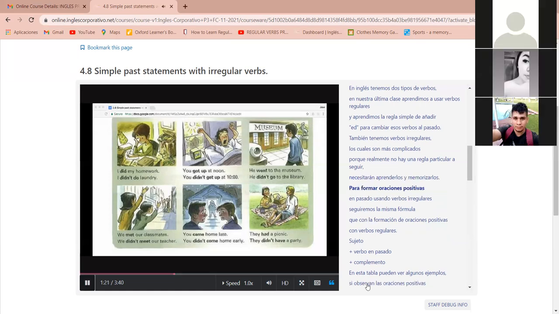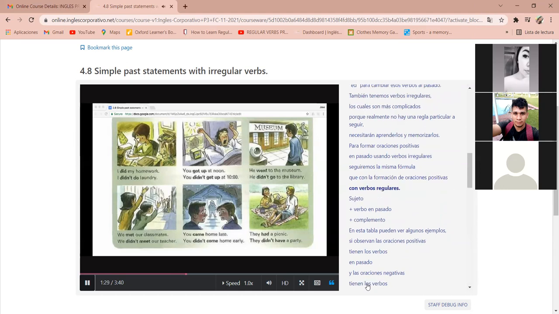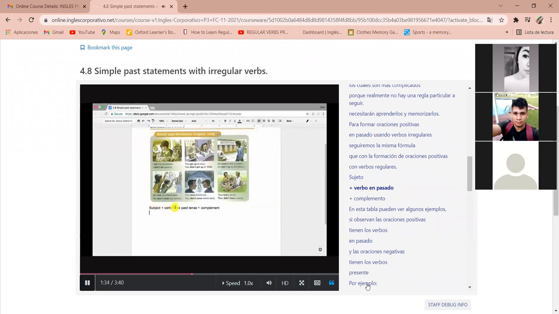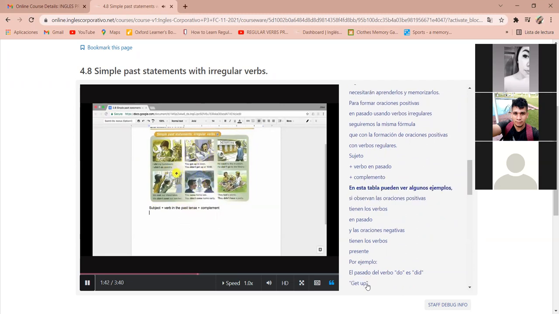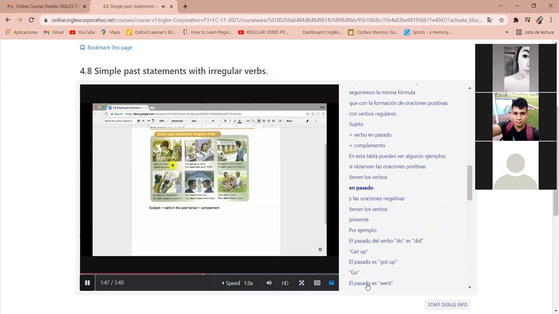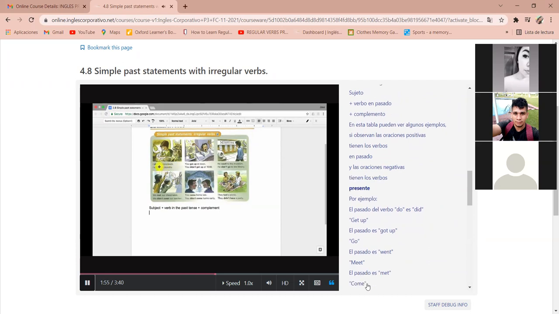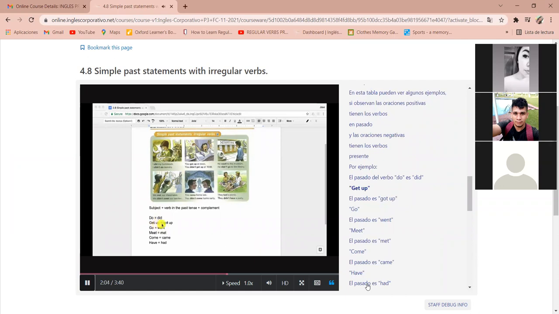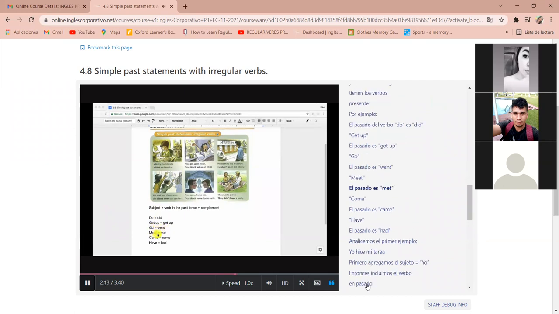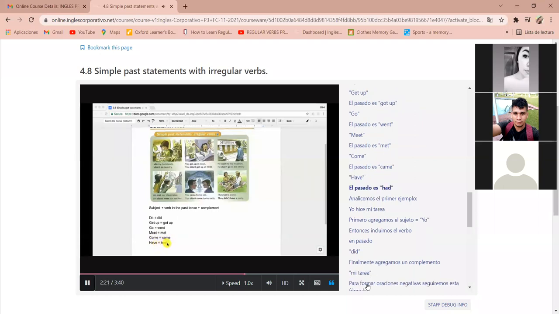To form positive statements in the past using irregular verbs, we will follow the same formula as with forming positive statements with regular verbs. Subject plus verb in the past tense plus complement. On this chart, you can see a few examples. If you notice, the positive statements have the verbs in the past tense. And the negative statements have the verbs in the present tense. For example, the past of the verb do is did. Get up, the past is got up. Go, the past is went. Meet, the past is met. Come, the past is came. Have, the past is had.